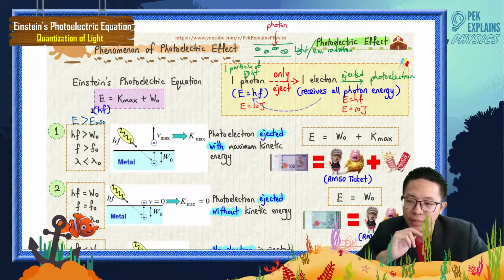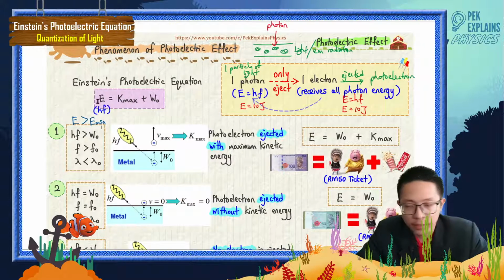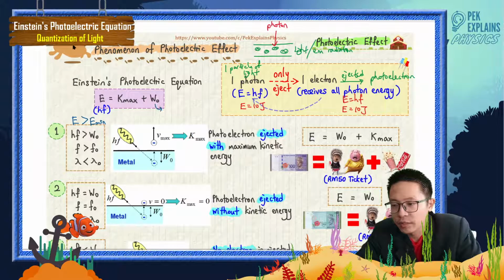Let's look again. This one, you see, is the energy of the incident photon. W naught is the work function or the binding energy, and this is the kinetic energy, or the remaining energy after ejected. So we can say that the energy of the incident photon needs to overcome the minimum energy, or we call the work function. We can write this as the work function is actually the minimum energy required.